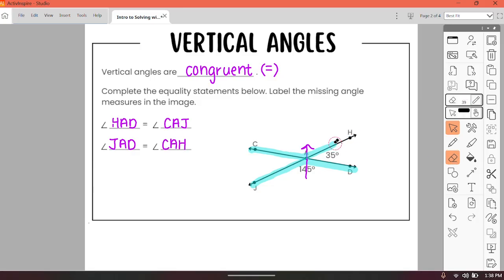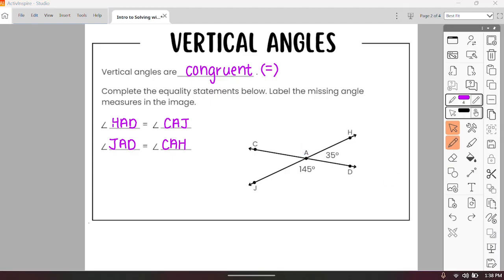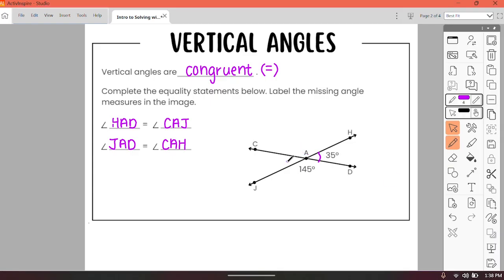And then the only other thing that I could really do here is I can label them with the exact numbers. So if this angle over here is 35, this angle over here is also 35 degrees. And then if this angle down here is 145, this angle up here is also 145 degrees. So we wrote a lot of stuff down, but there wasn't really much math to do. It was just about knowing which ones are equal to each other.